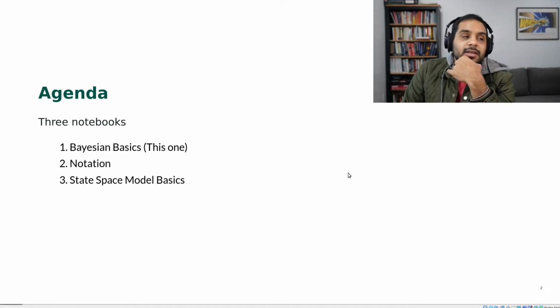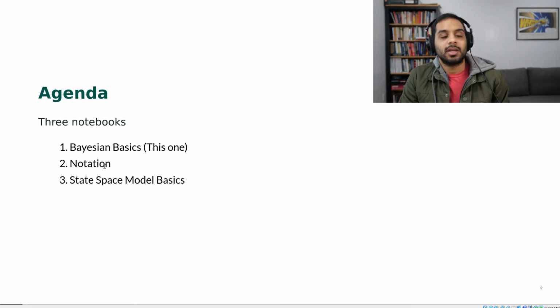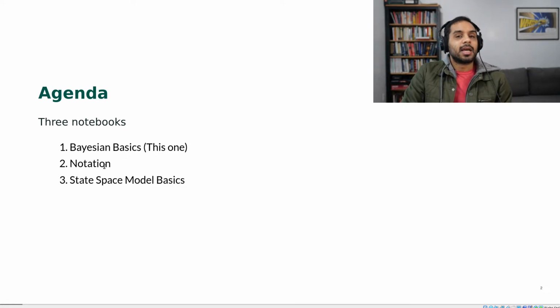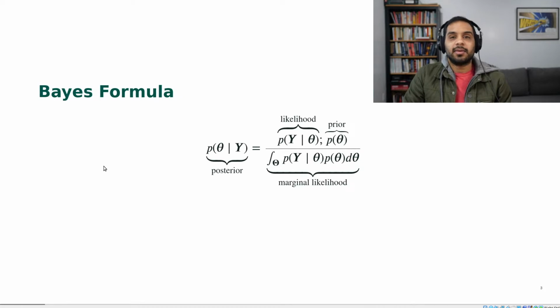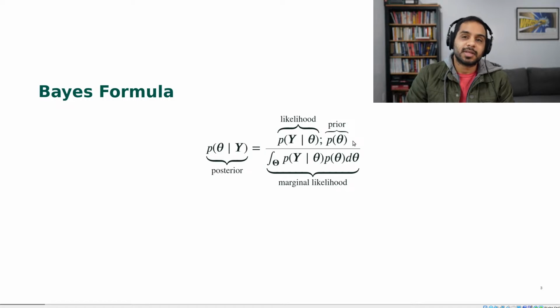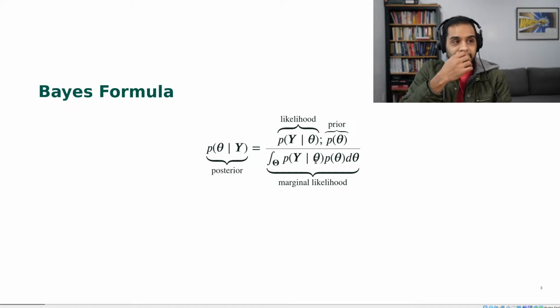So, as I mentioned, here's our agenda for today. Bayesian basics, which is this notebook, notation, and then state-space model basics. A couple folks had mentioned that they were coming from a frequentist background, so they would have appreciated this overview of Bayes' theorem. So let's go ahead and do that. This is the formula right here. Looks complicated. There's a lot going on. Symbols all over the place. We'll talk about notation in the next section, but there's just a ton happening.